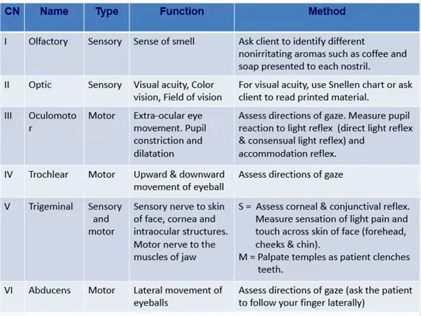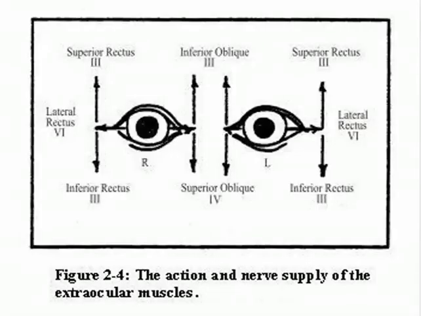Sixth comes the abducens nerve. It is motor in type. It functions for the lateral movement of the eyeball. To assess this, assess directions of gaze. Ask the patient to follow your finger laterally. This diagram shows the action and nerve supply of the extraocular muscles.